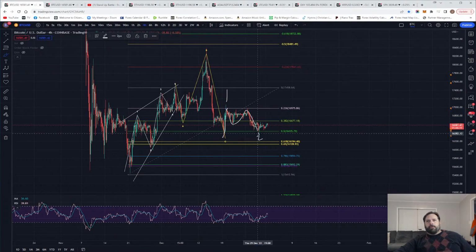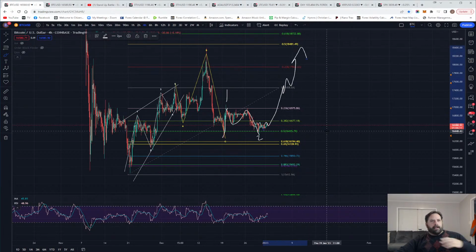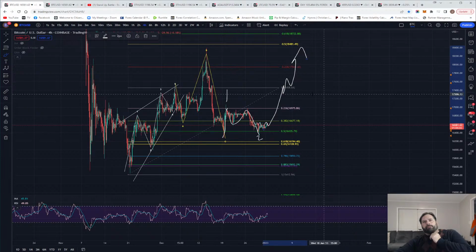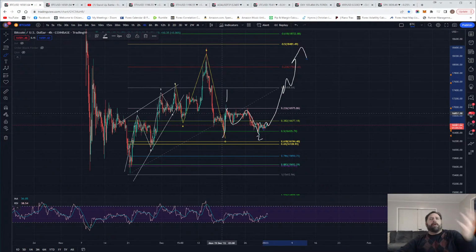Okay, and now we got another 1-2, and I would argue that we might have another 1-2, and this might start moving to the upside bullishly tonight. Okay, so right there is a possibility. It's a way to look at the wave. I'm not a huge fan of it. I don't like it, but it's not out of the question.